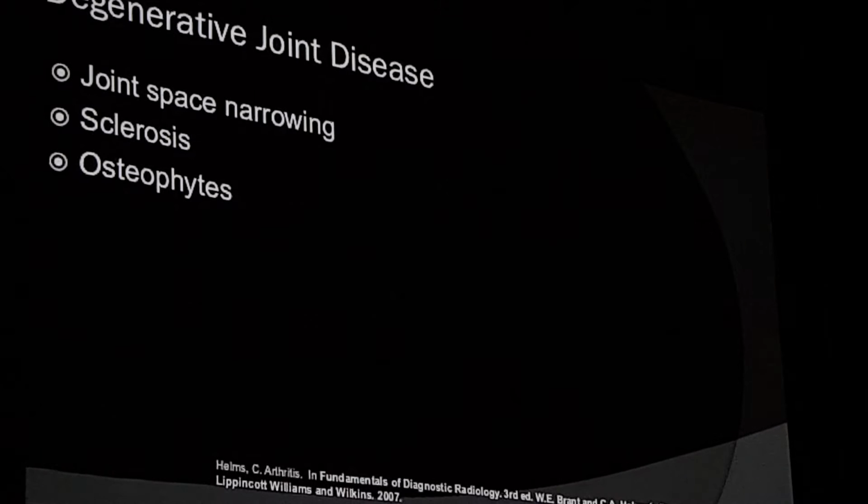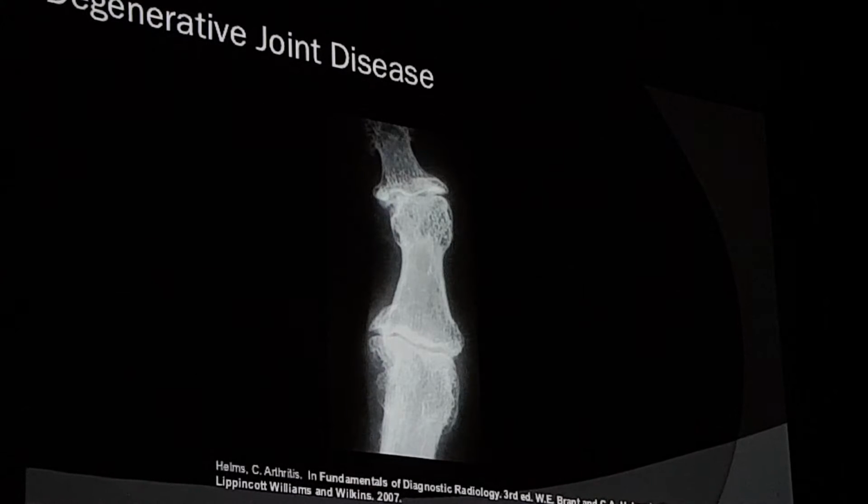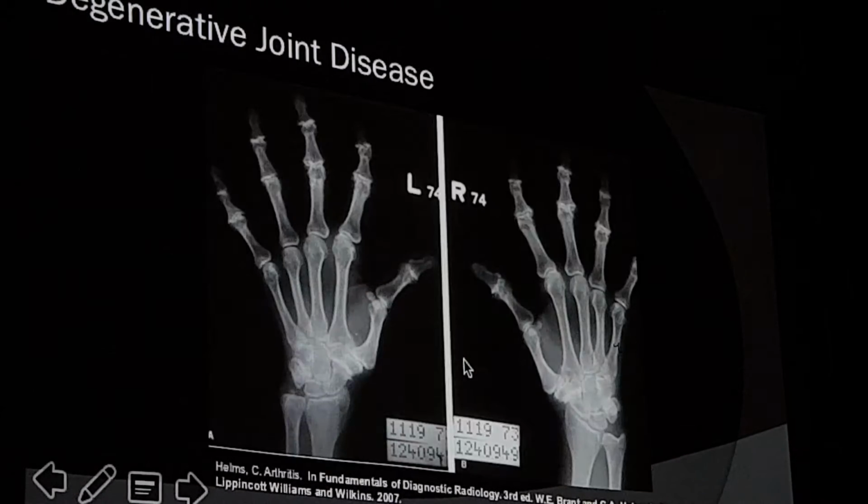Most common is degenerative joint disease. The hallmark of DJD is joint space narrowing. It's the most important characteristic. You look for narrowing of the joint space. You can see subchondral sclerosis of the opposing joints, and you can see osteophyte formation. So in this part, there is joint space narrowing, and you will see osteophyte formation and subchondral sclerosis.